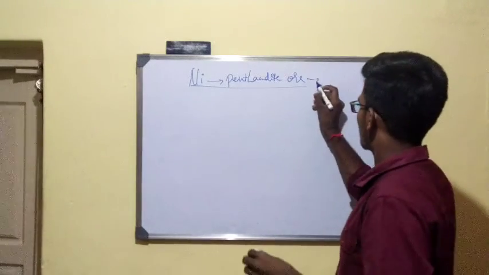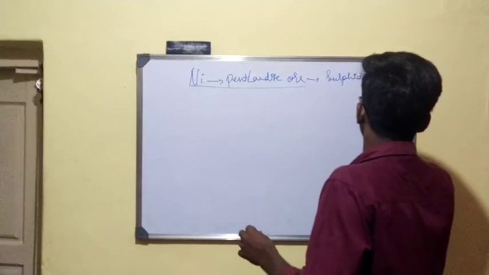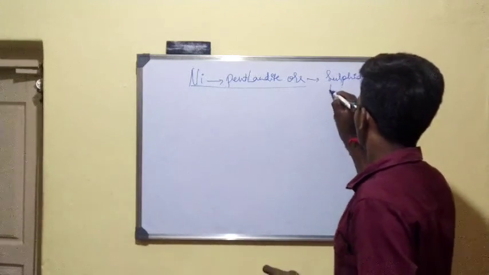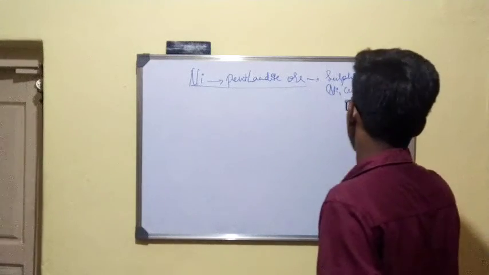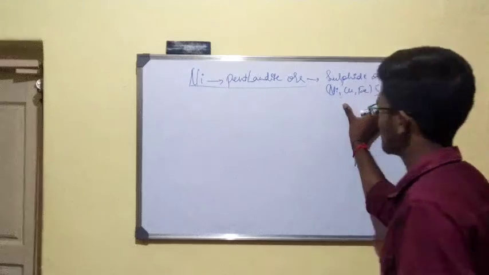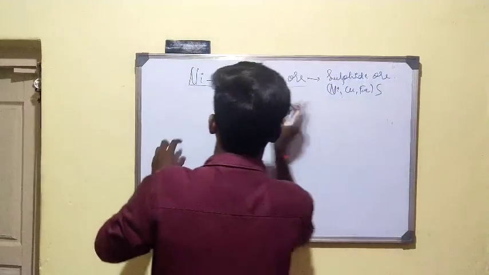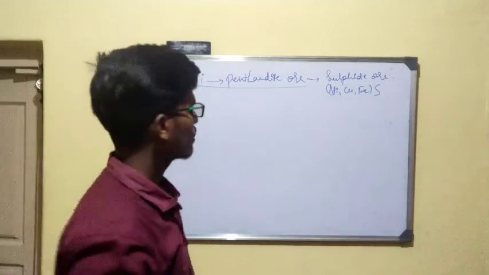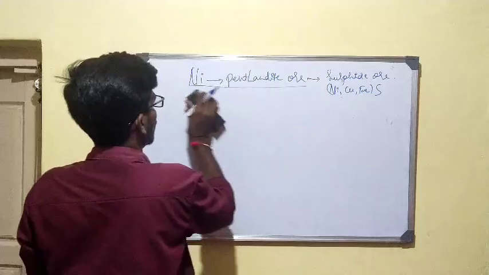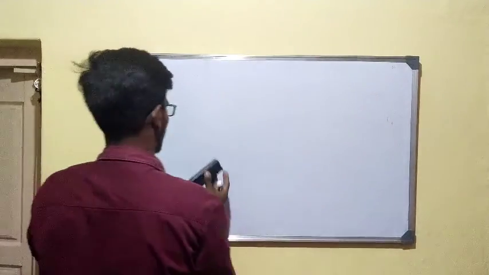This pentlandite ore is generally a sulfide ore. Right? It is a sulfide ore containing nickel, copper, and iron, and this is the representation of the pentlandite ore. From this, we have to extract the nickel by following the principles and procedures of metallurgy. Now, we will see the steps involved in the extraction of nickel from this ore.